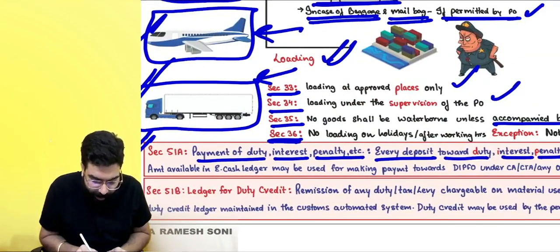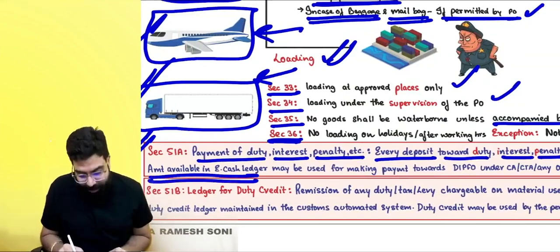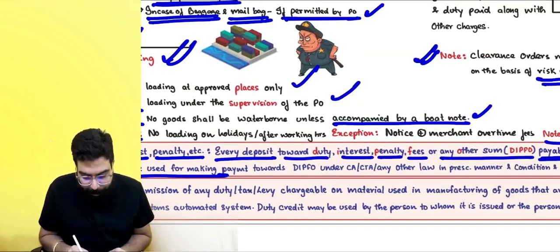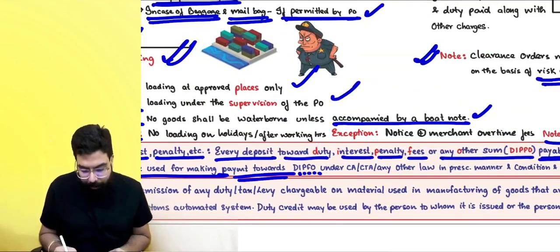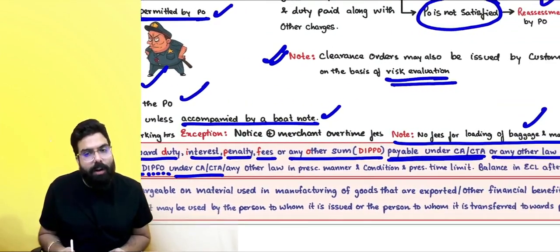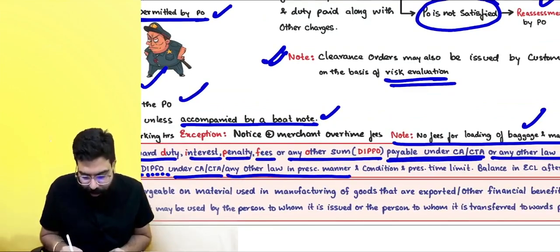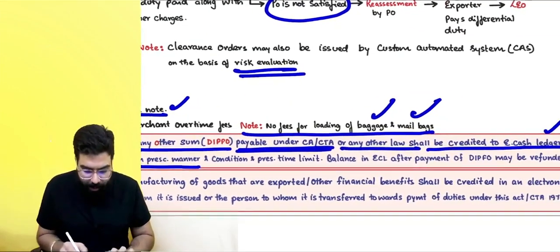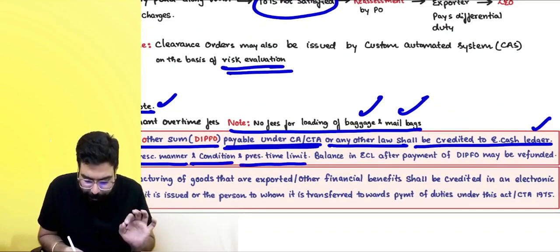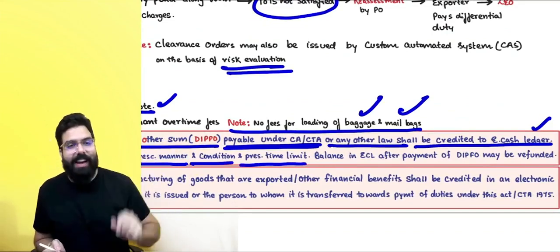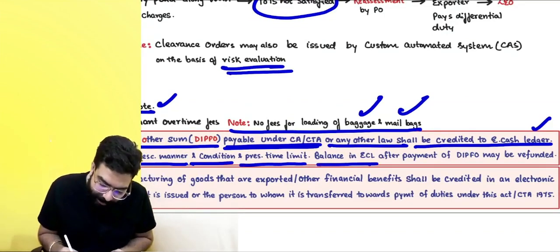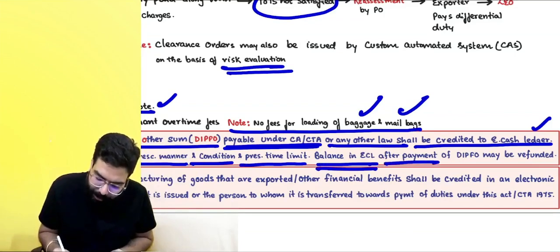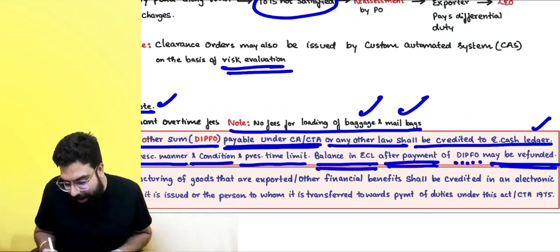It says over here, amount available in the e-cash ledger may be used for making payment towards duty, interest, penalty, fees or any other amount under the Custom Act or Custom Tariff Act or under any other law in prescribed manner and condition and prescribed time limit. As of now, nothing has been prescribed. Balance in e-cash ledger after payment of duty, interest, penalty, fees or any other amount may be refunded.